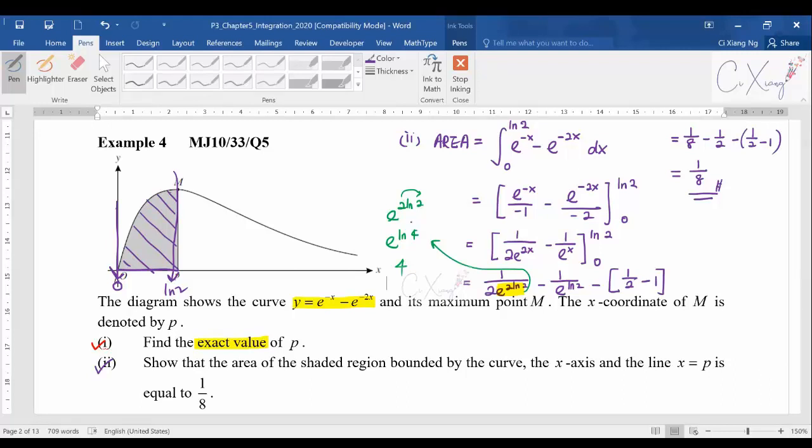Alright, so now you have learned 2 basic integrations for the A2 syllabus. The first one is how to integrate 1 over x and also 1 over ax plus b. The second one is how to integrate e power something with x power 1. If you can, try out the exercises for all the small topics so that you're familiar with all the integration. Once you practice enough, then generally when you look at the question next time, it will be quite easy for you.